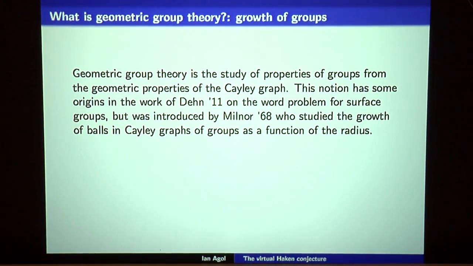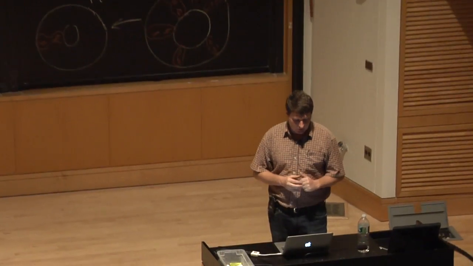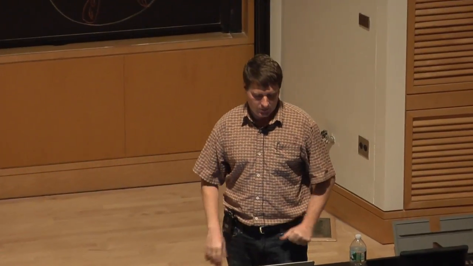This has some origins in the work of Dehn on the word problem for surface groups, so that sort of led into more combinatorial group theory, which is also related to geometric group theory. But really the origin of the subject might be Milnor's paper in 1968, who studied the growth of balls in the Cayley graph of a group as a function of the radius.